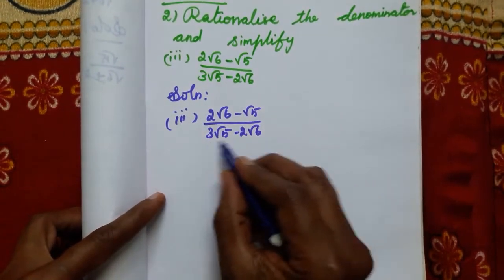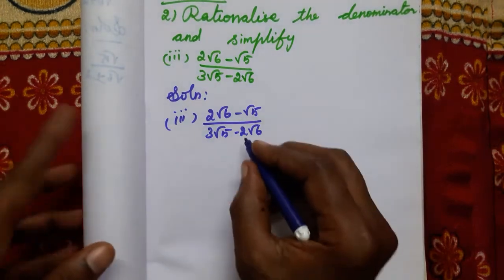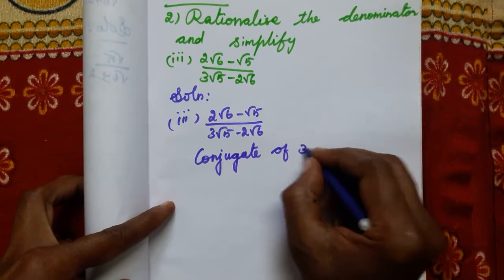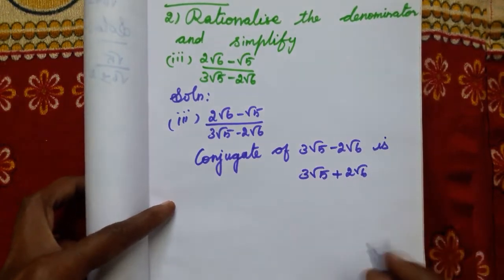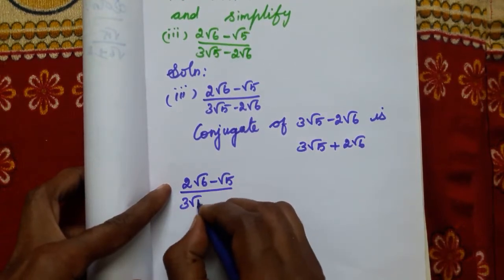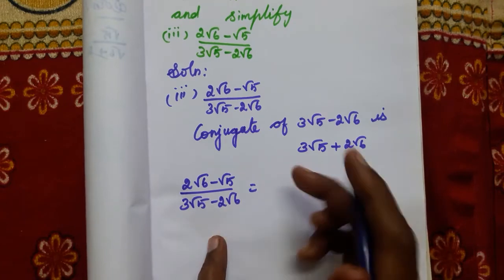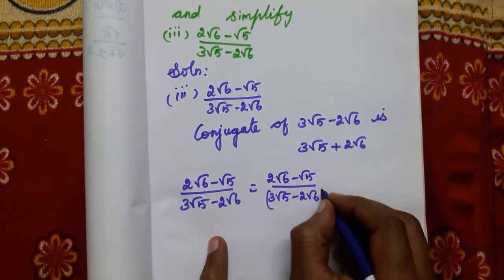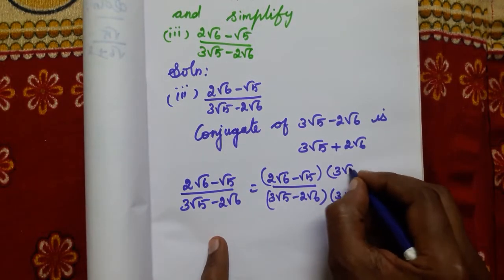What is the denominator? The denominator is 3 root 5 minus 2 root 6. We have to find the conjugate or rationalizing factor of 3 root 5 minus 2 root 6. The conjugate is 3 root 5 plus 2 root 6. So, 2 root 6 minus root 5 by 3 root 5 minus 2 root 6, we have to multiply the conjugate in the numerator and denominator. Here in the denominator we multiply 3 root 5 plus 2 root 6, and in the numerator also we multiply 3 root 5 plus 2 root 6.